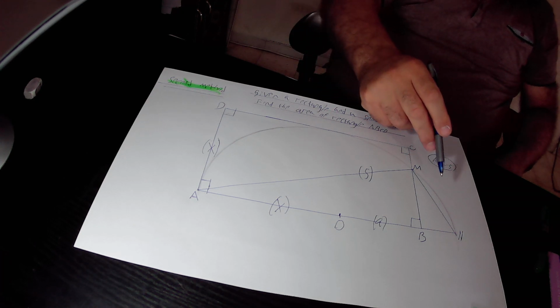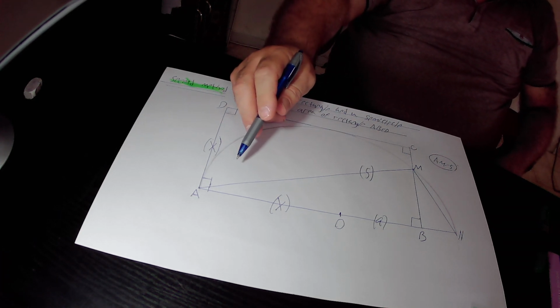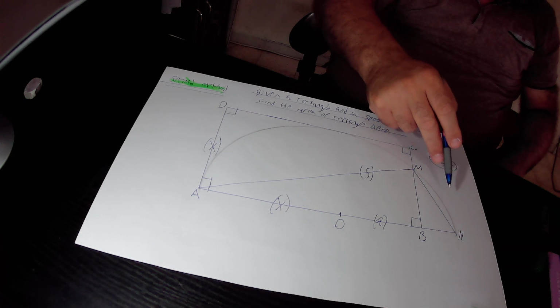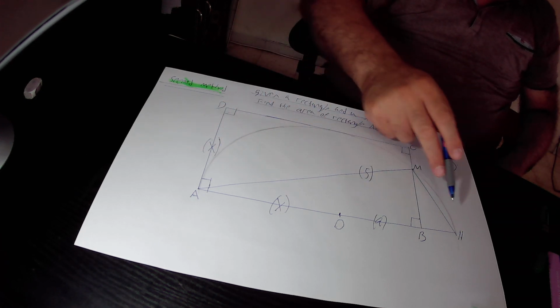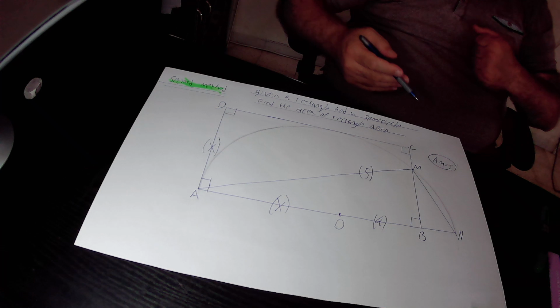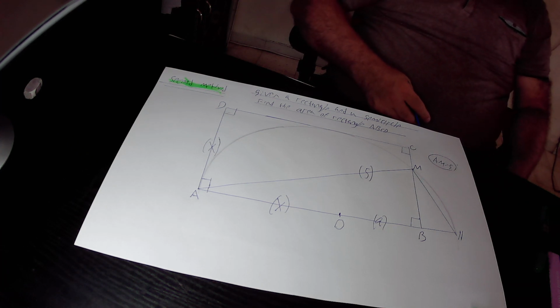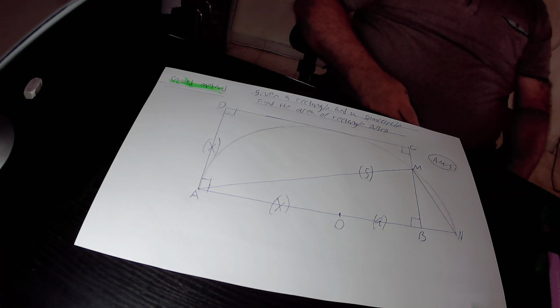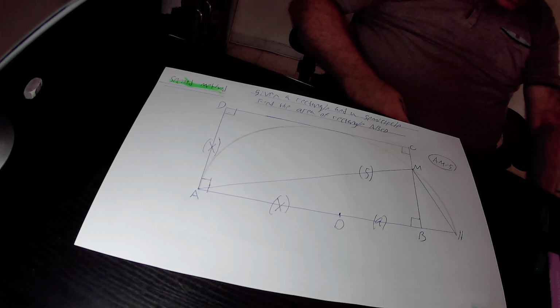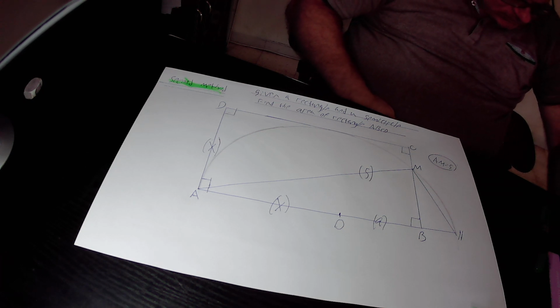and peripheral angle NMA subtends AN. AN is of course the diameter of the semicircle, and according to rule 7, any peripheral angle that subtends the diameter of a circle or semicircle is equal to 90 degrees in size. So I'll click quickly on rule 7.